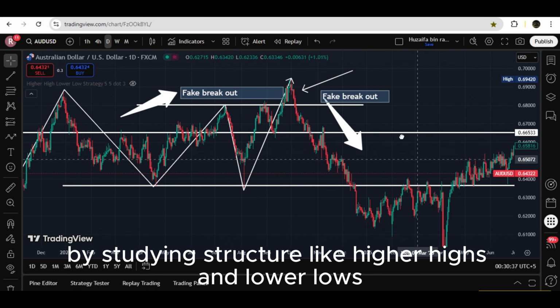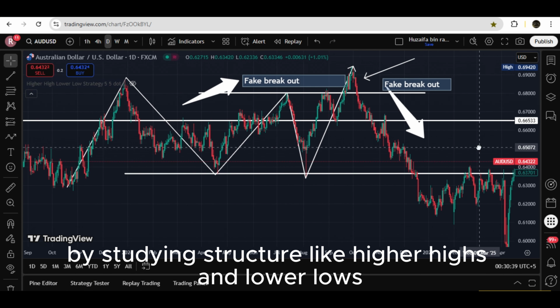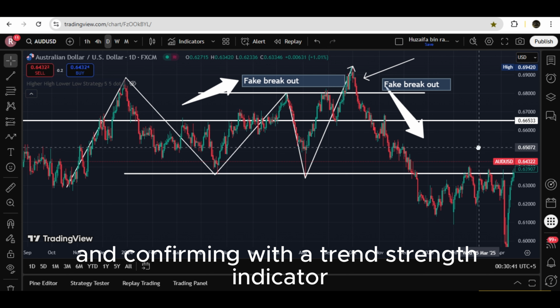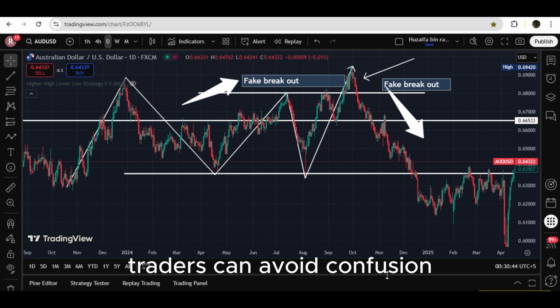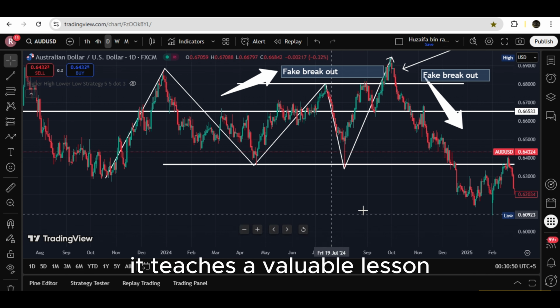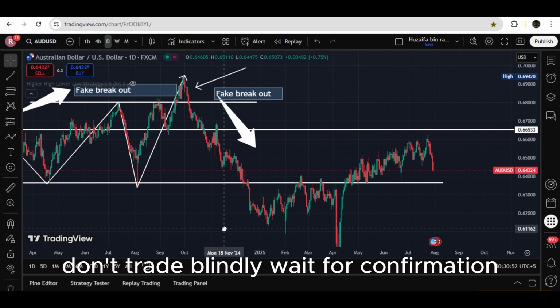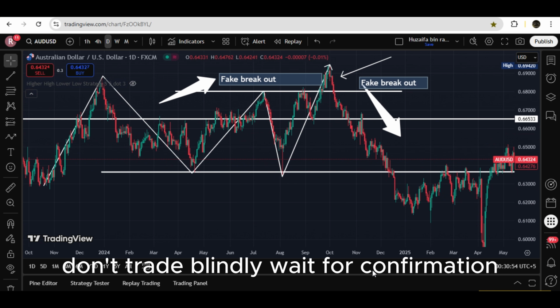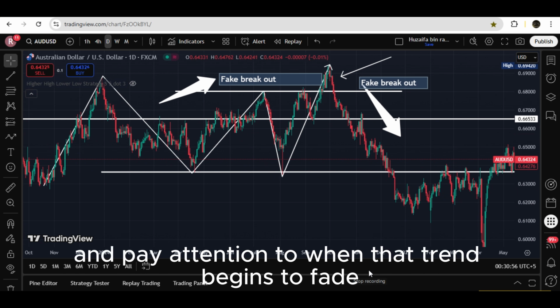By studying structure, like higher highs and lower lows, and confirming with a trend strength indicator, traders can avoid confusion, reduce losses, and trade with much higher confidence. It teaches a valuable lesson. Don't trade blindly. Wait for confirmation, follow the trend, and pay attention to when that trend begins to fade.